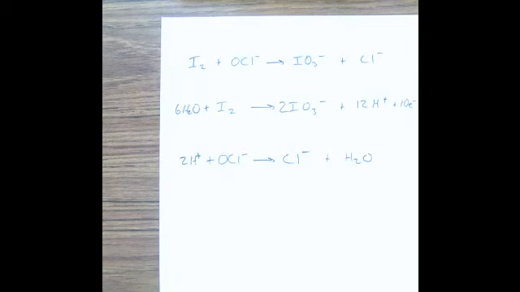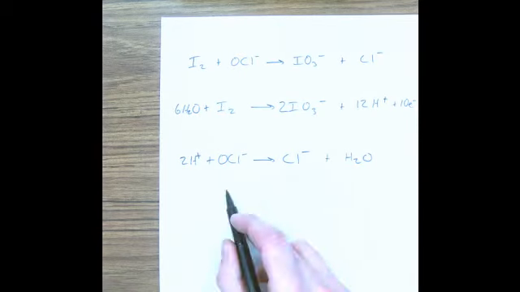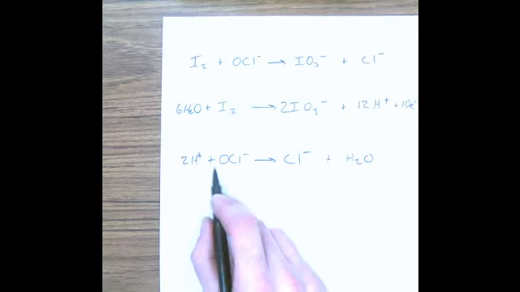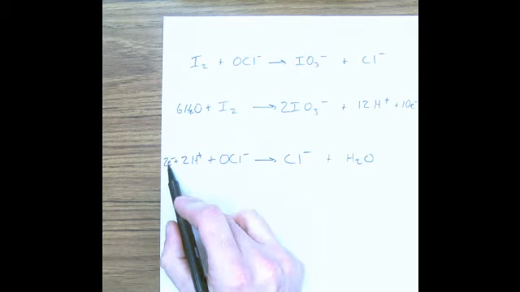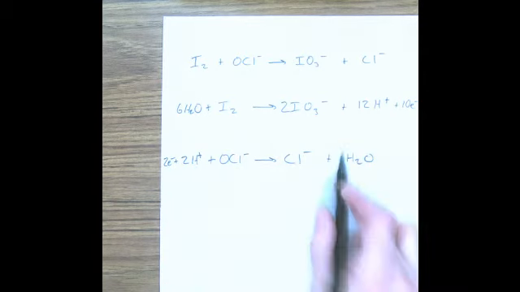Now I have to look at the charges. I have positive 2 plus negative 1. That's positive 1 on the left side. And I have negative 1 on this side. So the only way to make this negative 1 over here is to add 2 electrons. So negative 2 plus positive 2 plus negative 1 is all negative 1. And this side's negative 1.